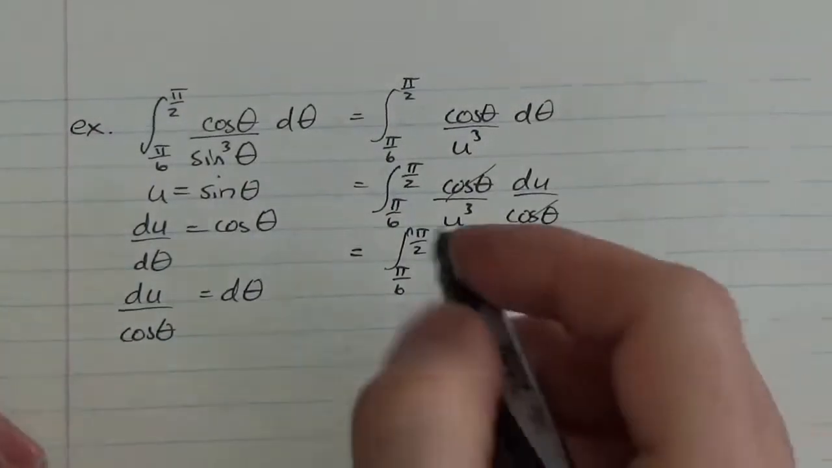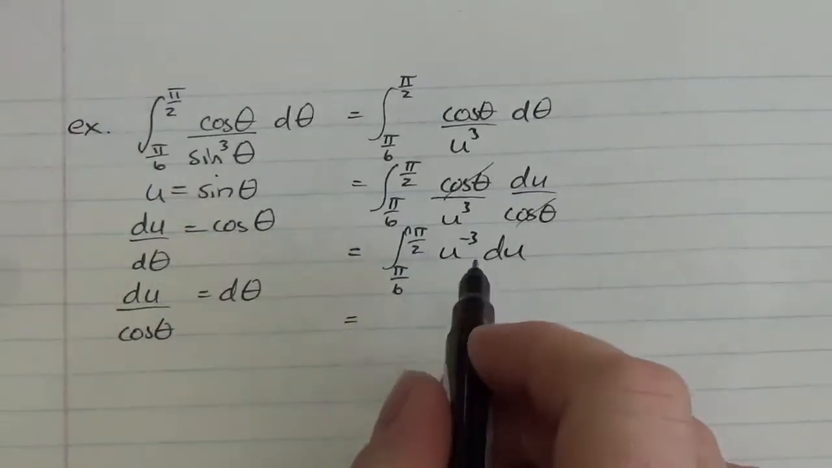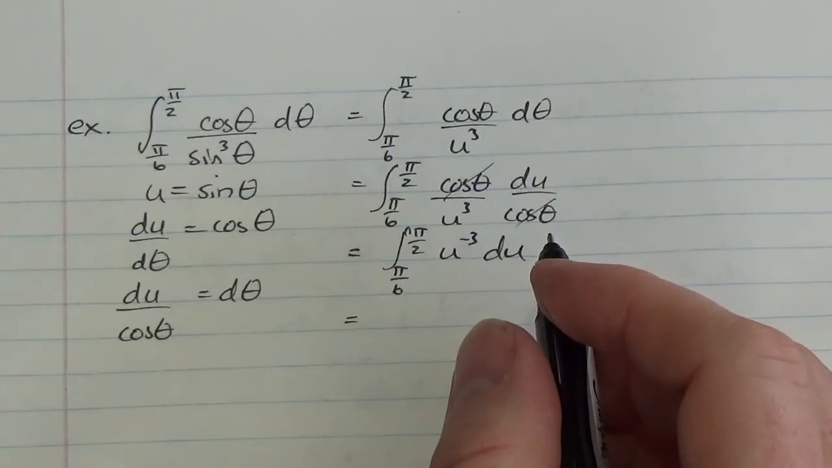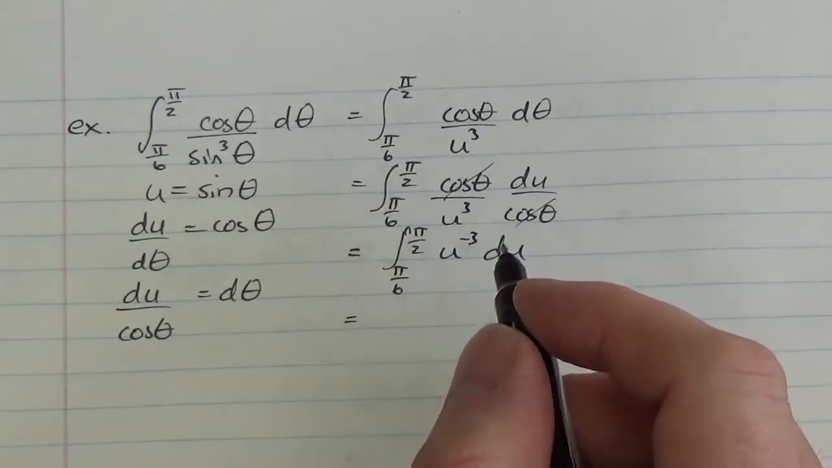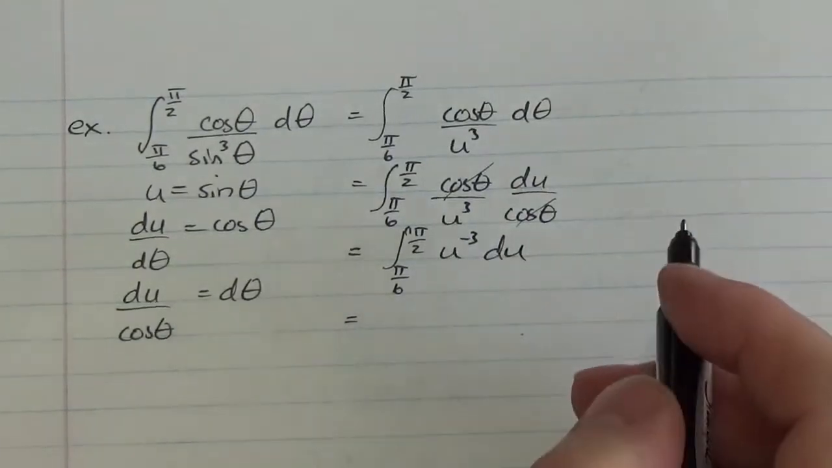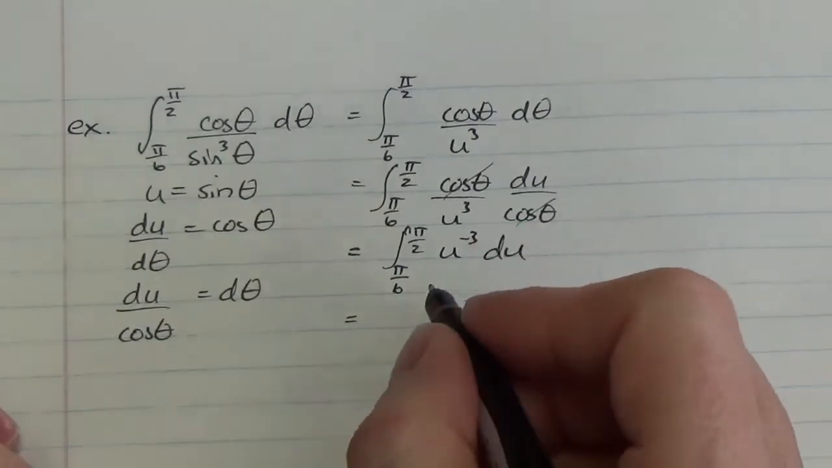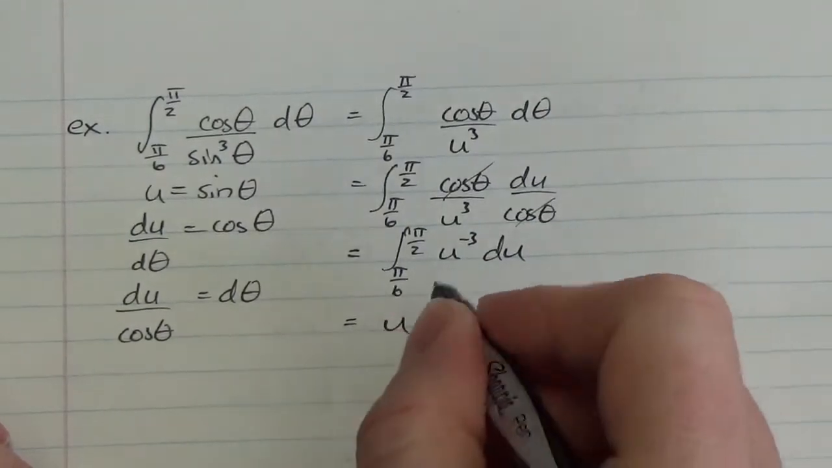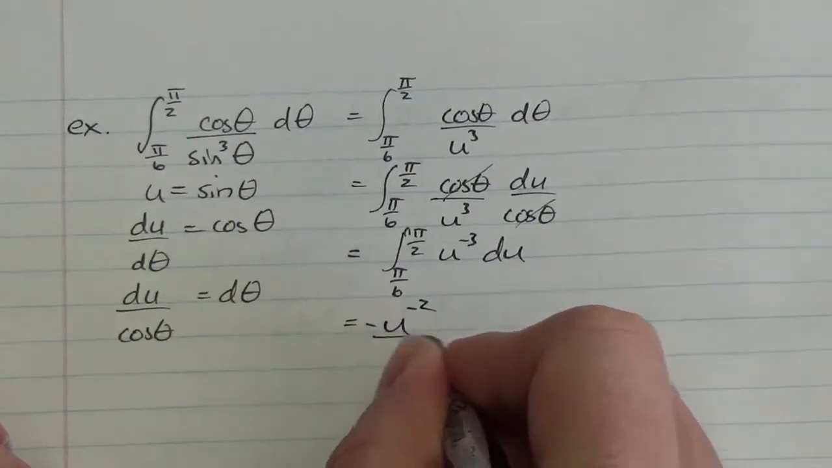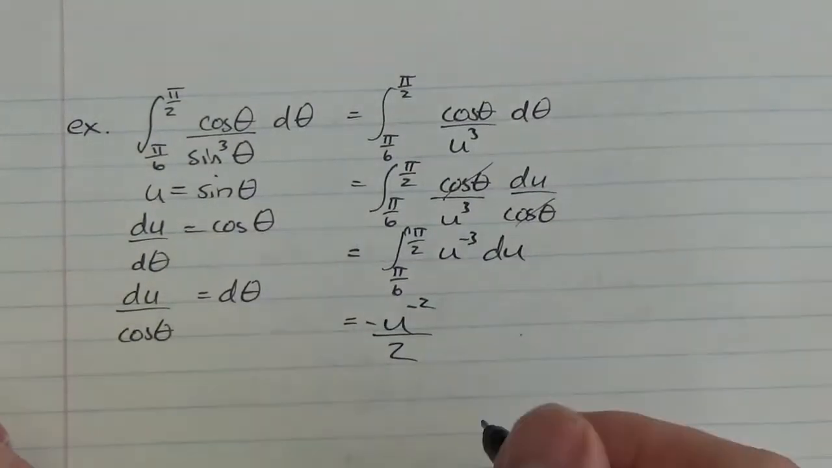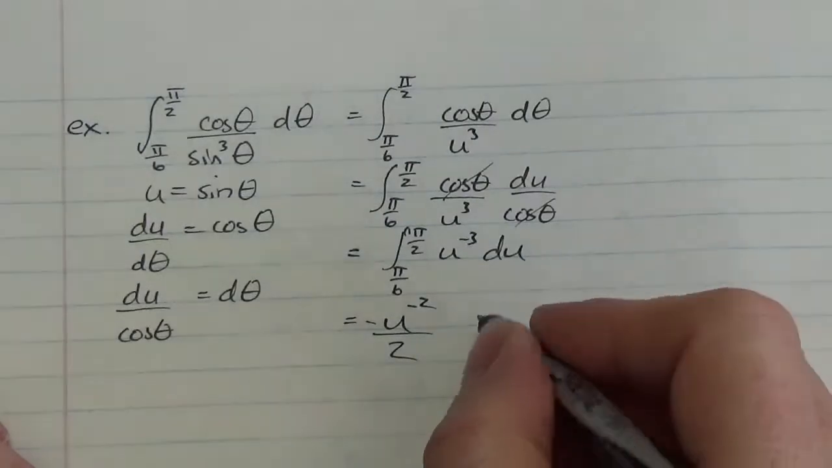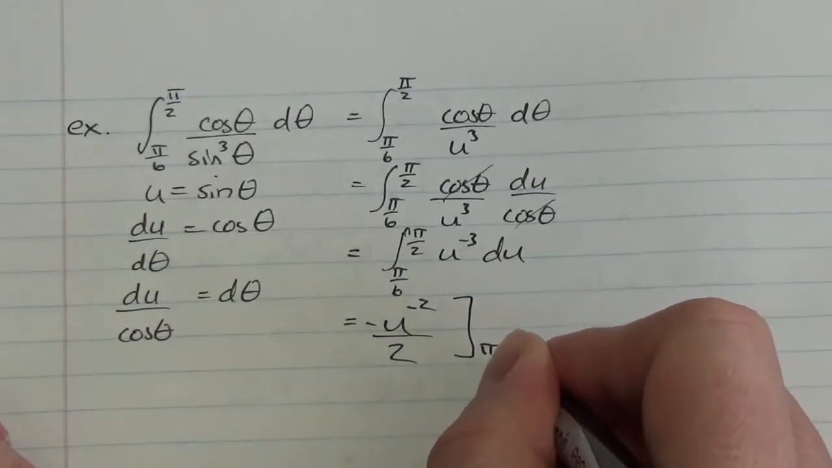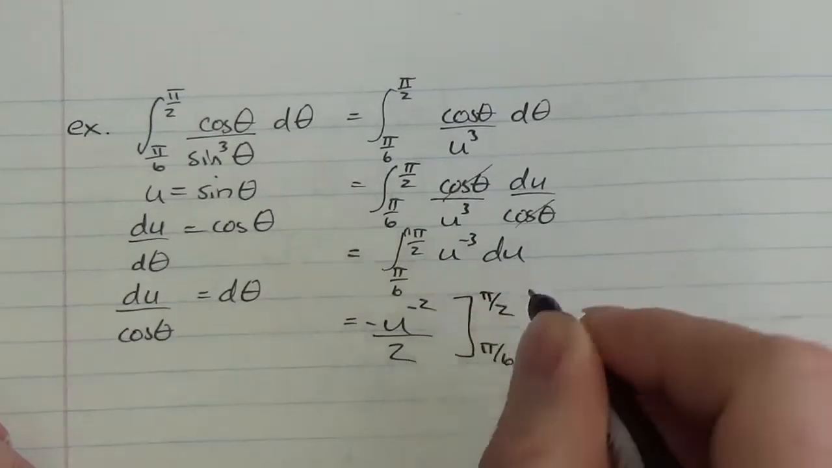Now I will take the antiderivative. That's going to be pretty easy to do because I'm going to increase my exponent here by 1. So that's going to become u to the negative 2 divided by negative 2. And I'm going to evaluate that between pi over 6 and pi over 2.